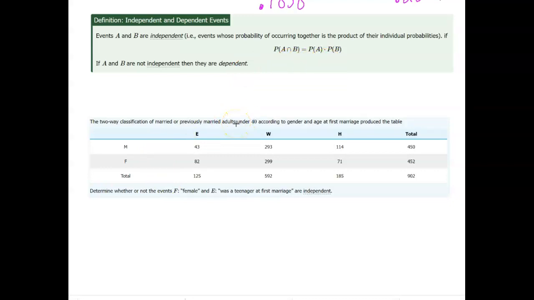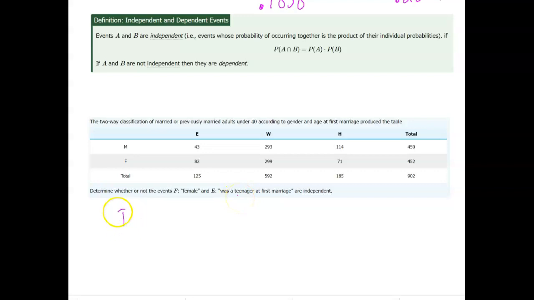So we talked about it thinking, and this is the formal formula. So two events, A and B, are independent if when we do their intersection, it's the same as when we multiply their individual probabilities. Okay, so let's do an example of that. So here's our two-way table. So determine whether or not the events female and was a teenager at first marriage are independent.